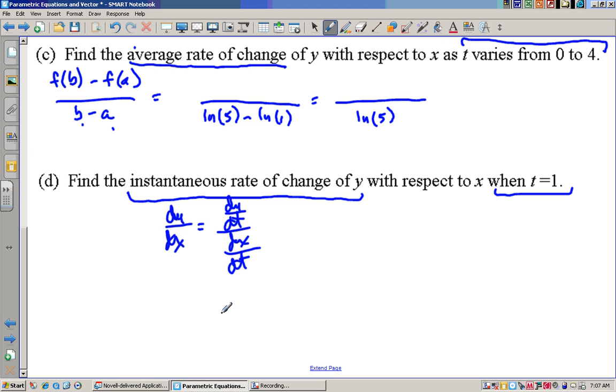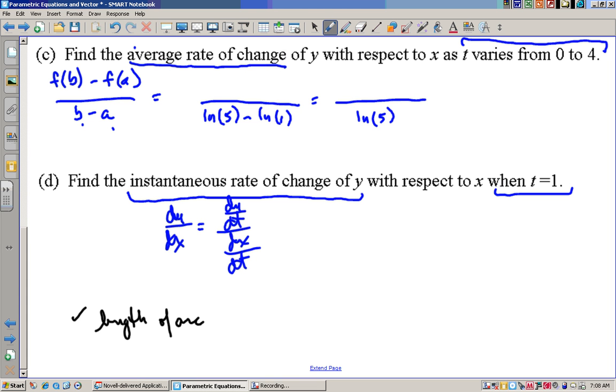Next thing you'll definitely have to remember is the length of arc. That's when we did one of these problems: the integral from a to b of the square root of dx dt squared plus dy dt squared. So you have to remember that. You're also going to have to remember, if I give you a position vector, how to get the velocity vector and acceleration vector. You have to be able to do that.